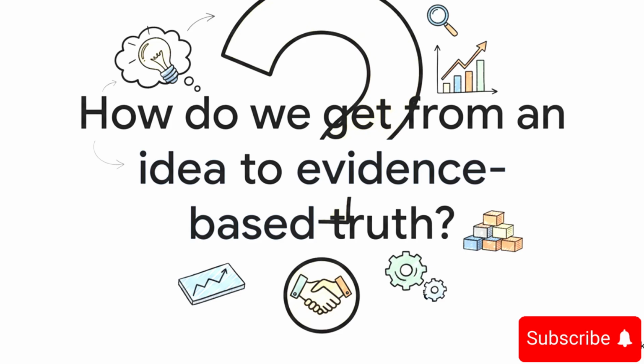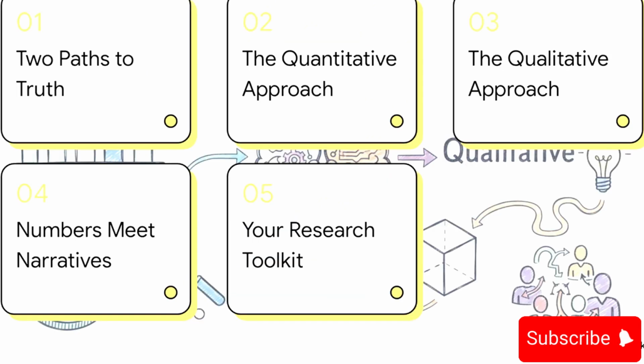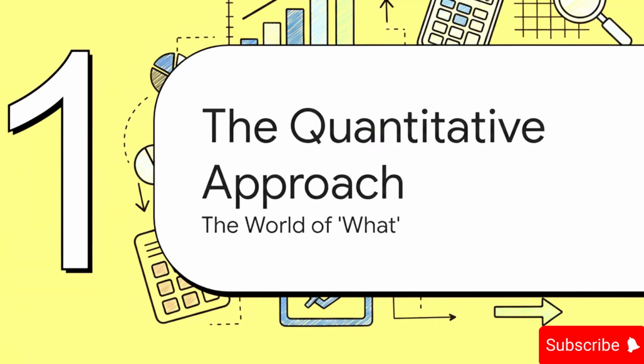It really all comes down to looking at the world through two different but equally important lenses. Each one gives us a totally unique view of the truth. All right, here's our game plan for today. We'll start with the two paths to truth. Then we'll zoom in on the quantitative approach, followed by the qualitative approach. After that, we'll see what happens when numbers and stories collide. And finally, we'll pack it all up into your own research toolkit. Let's jump in.